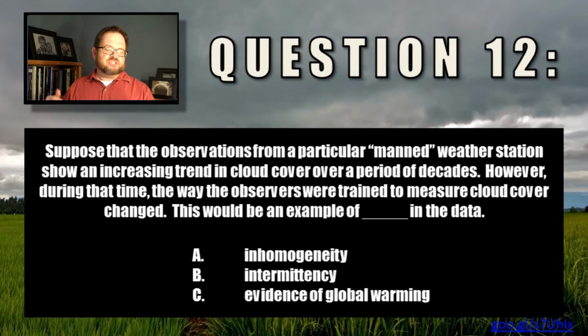Question 12. Suppose that the observations from a particular manned weather station show an increasing trend in cloud cover over a period of decades. However, during that time, the way the observers were trained to measure cloud cover changed. This would be an example of blank in the data: inhomogeneity, intermittency, or evidence of global warming. What does it mean? We had this problem when we were changing how we were training the observers. Make a choice from those three options and get a little feedback before you move on to question 13.